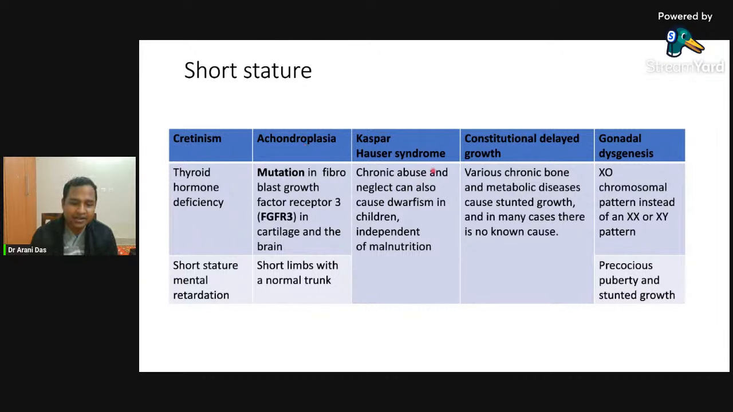Kaspar Hauser syndrome is there, where chronic abuse and neglect of a child may produce dwarfism, which is also called psychological dwarfism. Constitutional delay of growth, various chronic bone diseases, and metabolic diseases can produce stunted growth. Gonadal dysgenesis is another chromosomal disorder where an XO chromosomal pattern is present instead of XX or XY, producing precocious puberty and stunted growth. Precocious puberty means early puberty. So these are the different conditions where short stature is found, other than growth hormone pathologies.